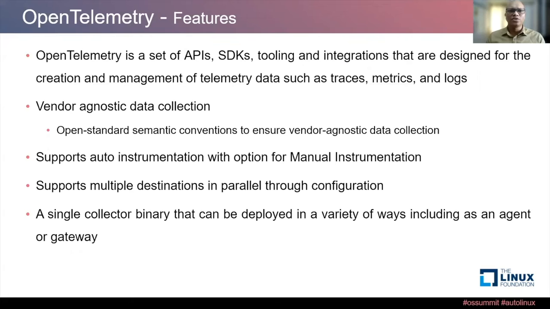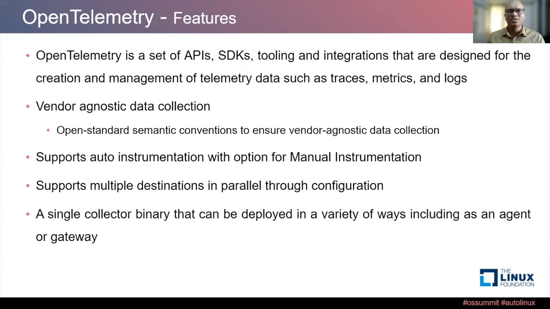So there are two ways of implementing open tracing. One is you implement using auto instrumentation. How is that? What you have to do in auto instrumentation, and we'll cover that in the next slide, is add a reference to OpenTelemetry in your application, and your application will be able to send the required traces, metrics, etc. And if there are cases where you want to manually trace a specific scenario, you can also do it through manual instrumentation.